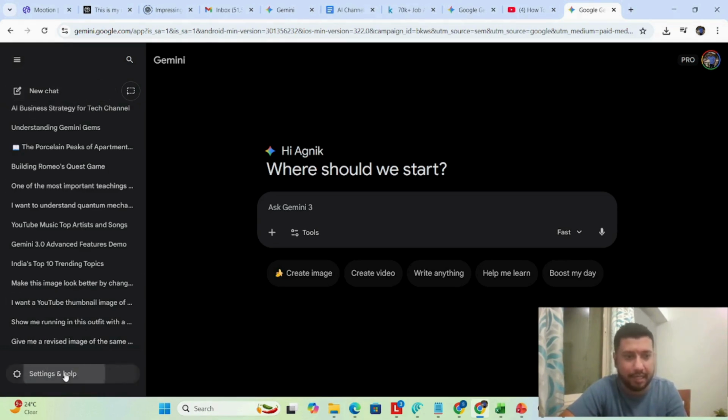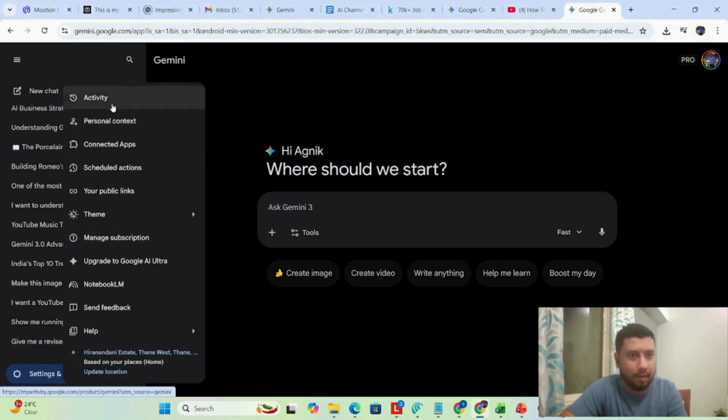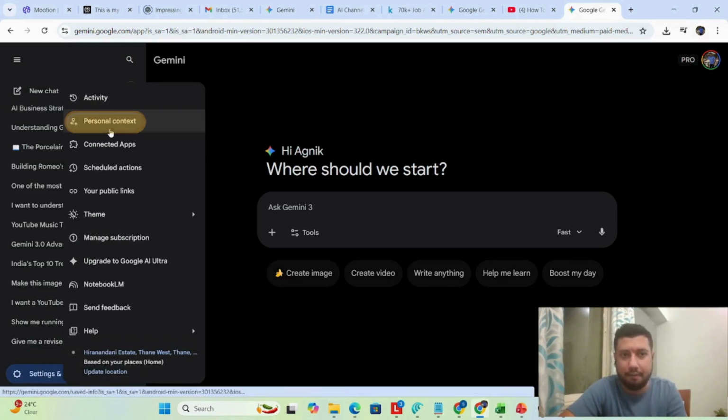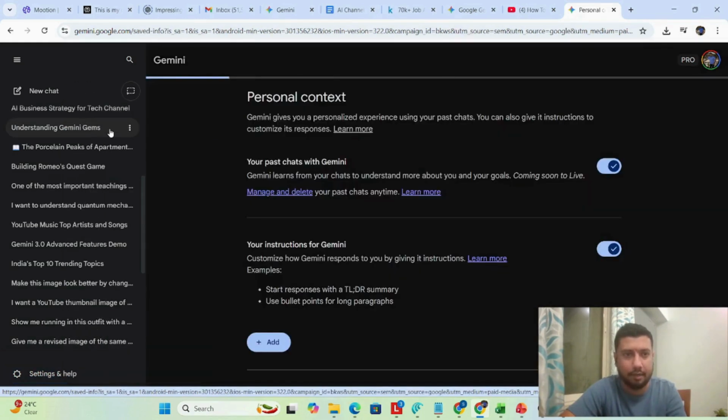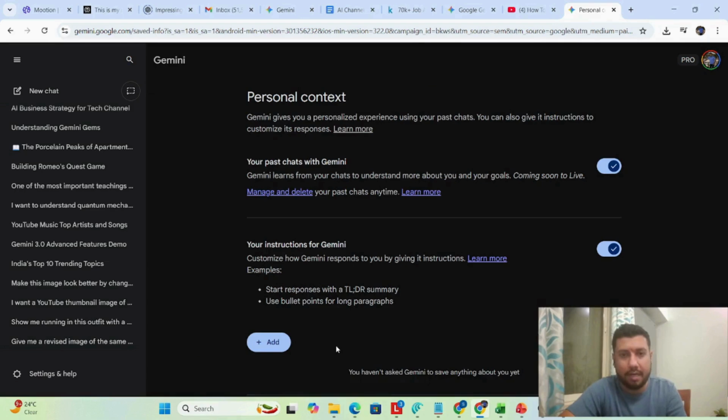Just go over here, settings and help. All right, now you can look over here. The second one is very important, which is personal context. If you click on it, you can give your instructions to Gemini as to what exactly the output should be like. If you want Gemini to take a very critical tone, a very analytical tone, or to be very creative, that is where you can use the instructions. As you can see over here, it's also mentioned: use bullet points for long paragraphs. Whenever Gemini is giving you the output in long paragraphs, you can also specify to use bullet points.